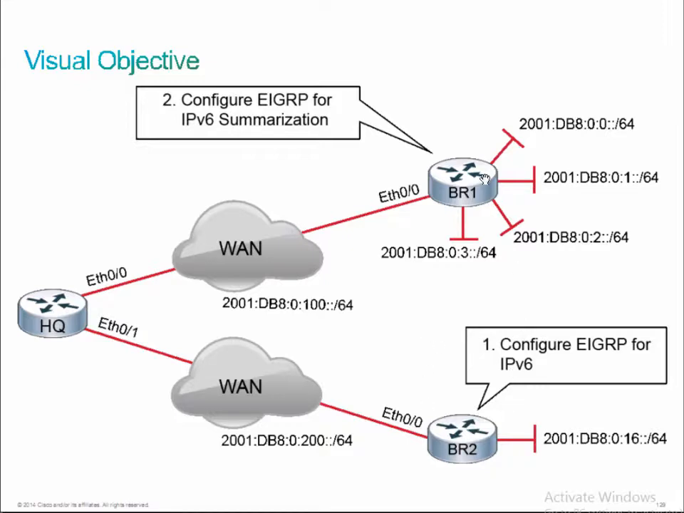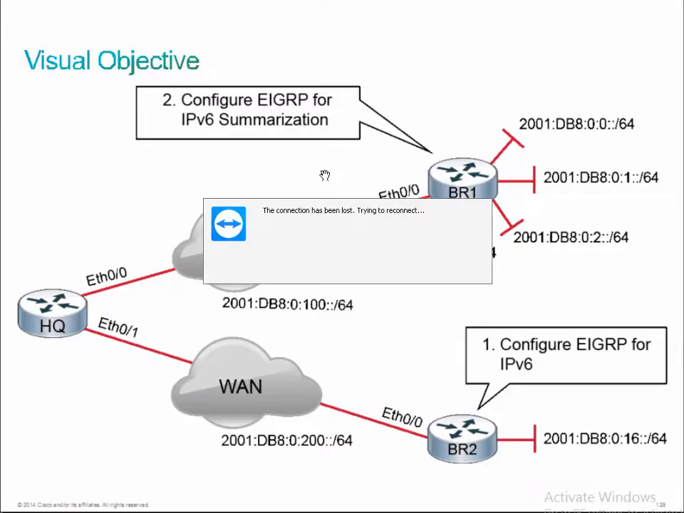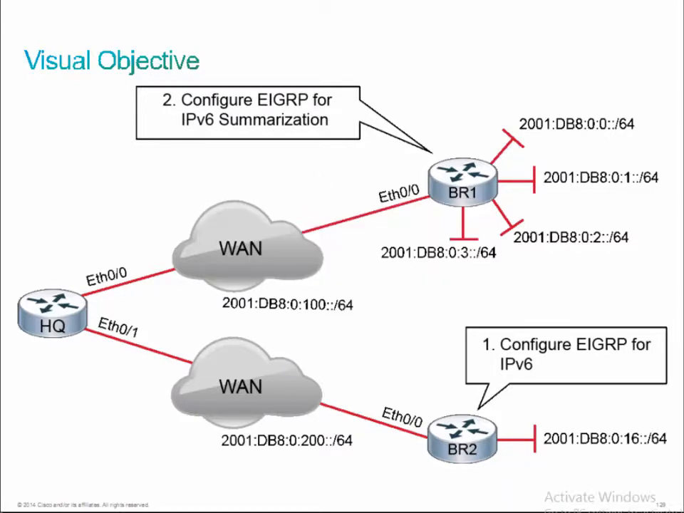So we're going to enable EIGRP for IPv6 on BR2. We're going to verify the operation of EIGRP for IPv6 on our HQ router and our BR1 router. And then we're also going to configure summarization. And I will try to demonstrate a couple of other concepts as well as part of the process when we go through the final wrap-up, if you will, for this particular section.